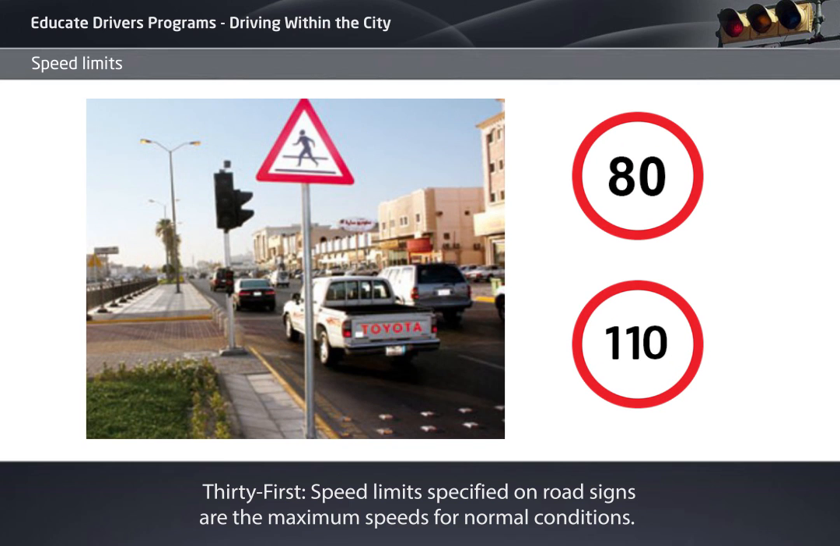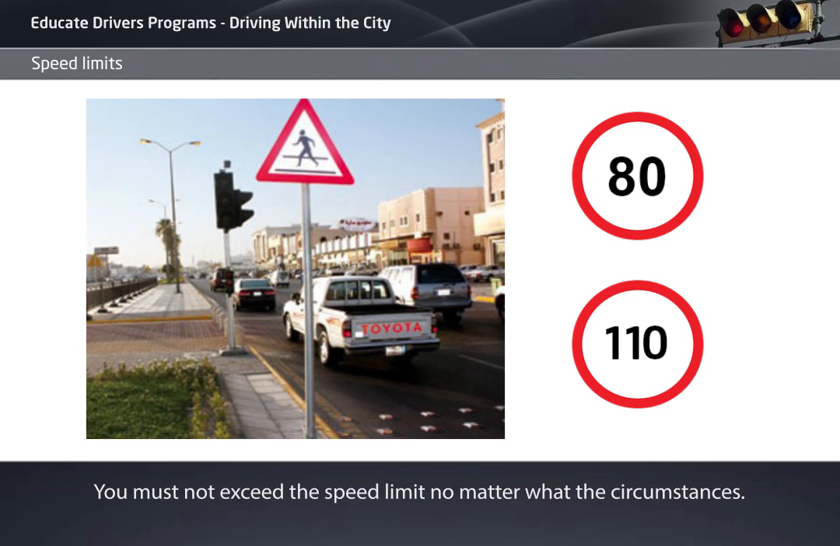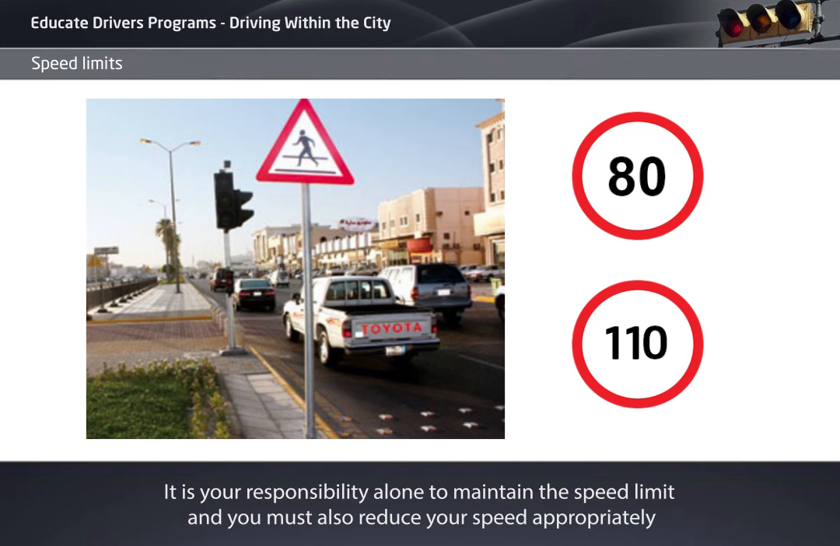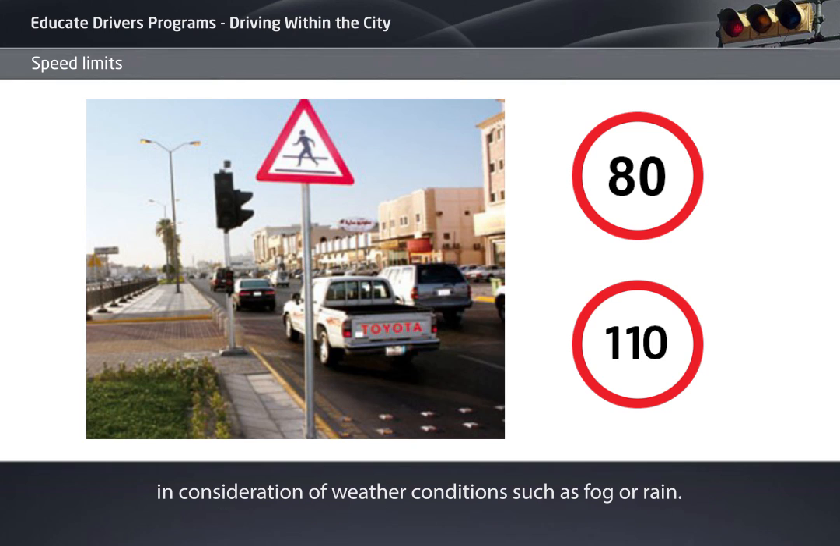31st. Speed limits specified on road signs are the maximum speeds for normal conditions. You must not exceed the speed limit, no matter what the circumstances. It is your responsibility alone to maintain the speed limit, and you must also reduce your speed appropriately in consideration of weather conditions such as fog or rain.